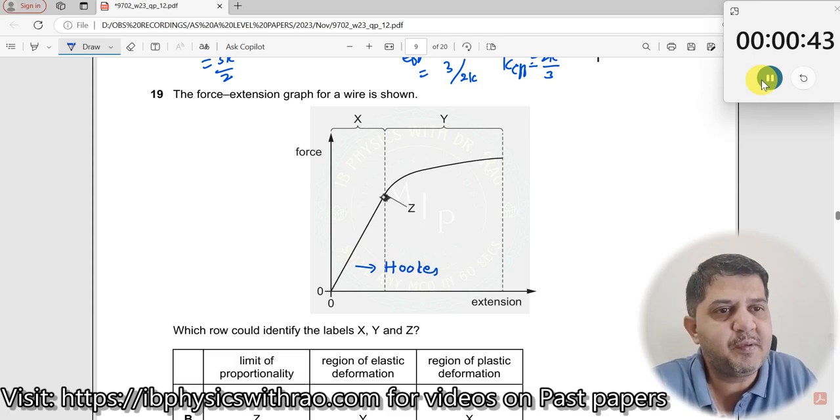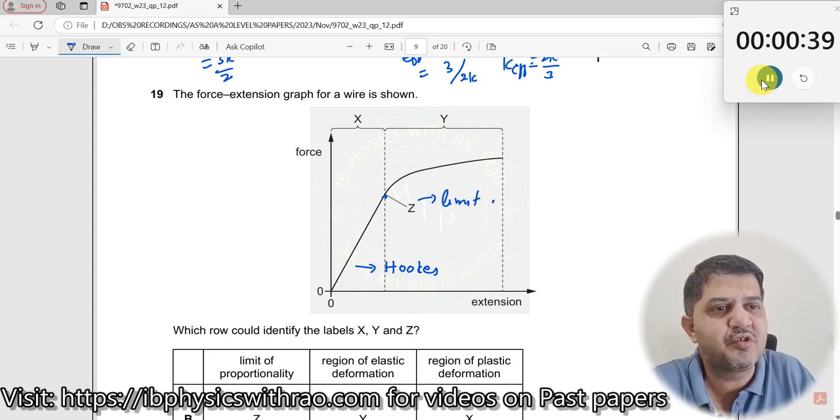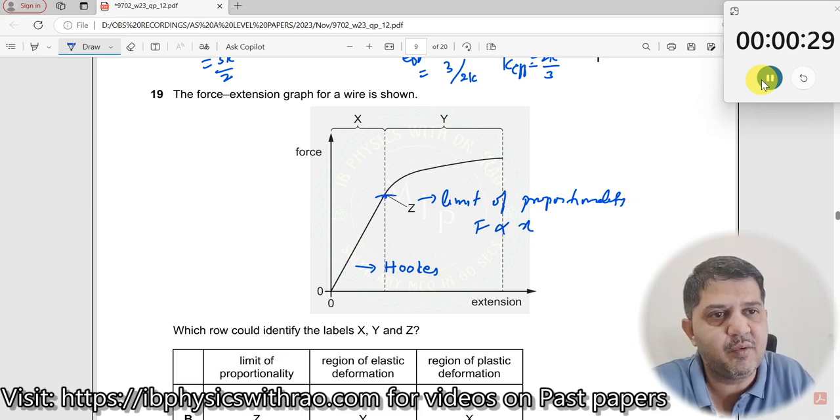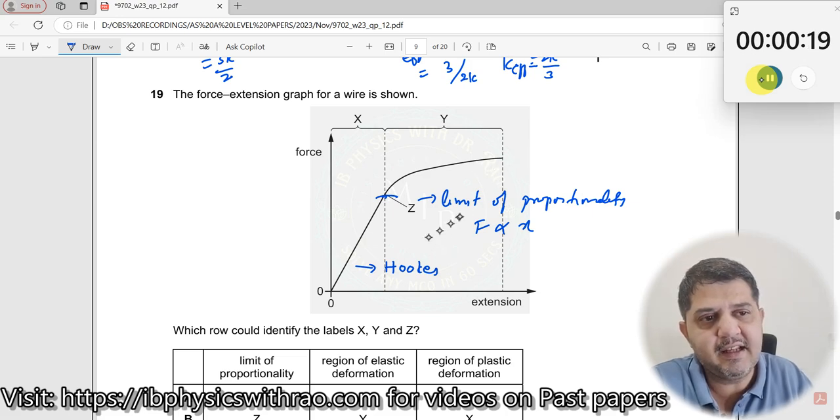And this point is the limit of proportionality, which means that Hooke's law is obeyed until here, that is in a linear way, F proportional to x. You can use this equation only until this point. After this, this rule completely goes away. If you apply a force and deform it, then when you remove the force, it may not come back to the same point.